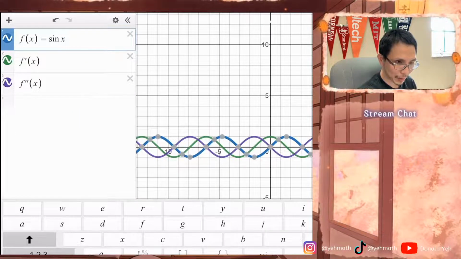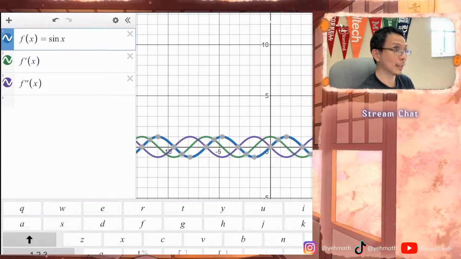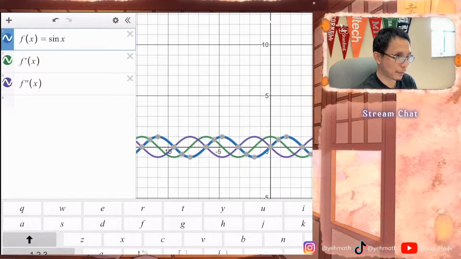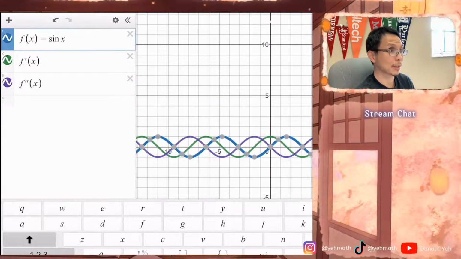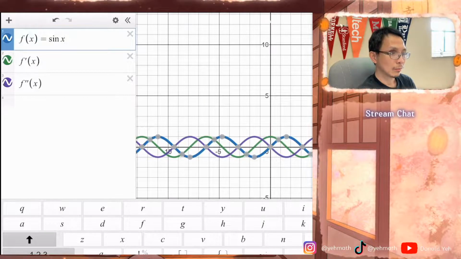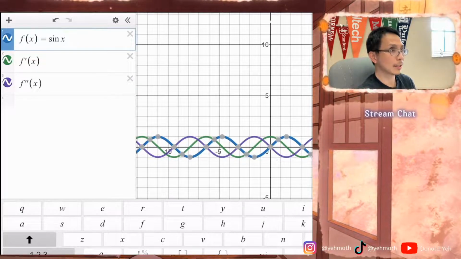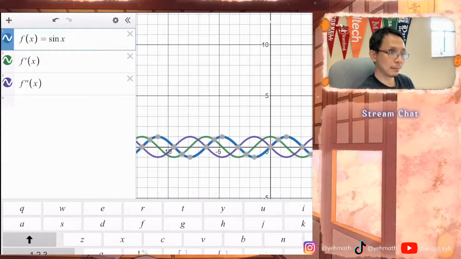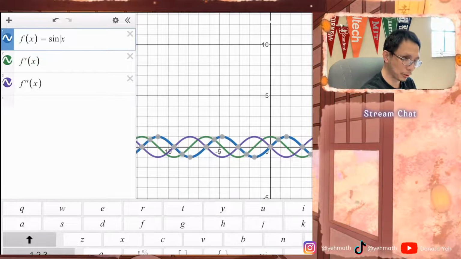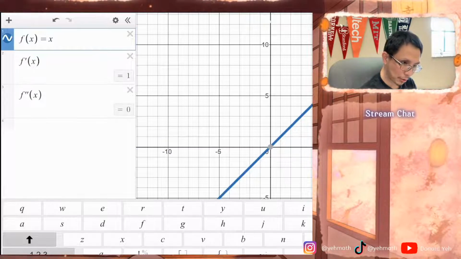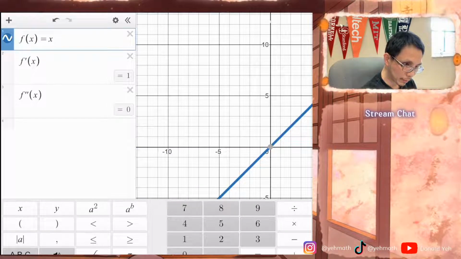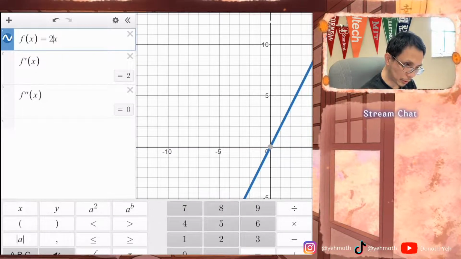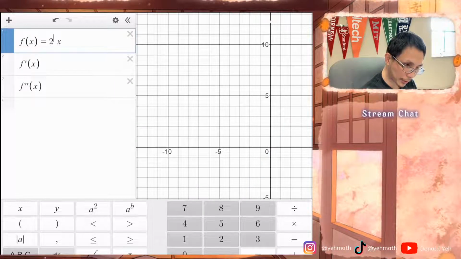It's going to give you three different graphs right here, and they are all different: f of x, f prime of x, and f double prime of x. Is it because e is a constant? Well, e to the x is not a constant, it's a function, but e is a constant. Okay, then how about 2 to the x? Is 2 to the x the same way? No.